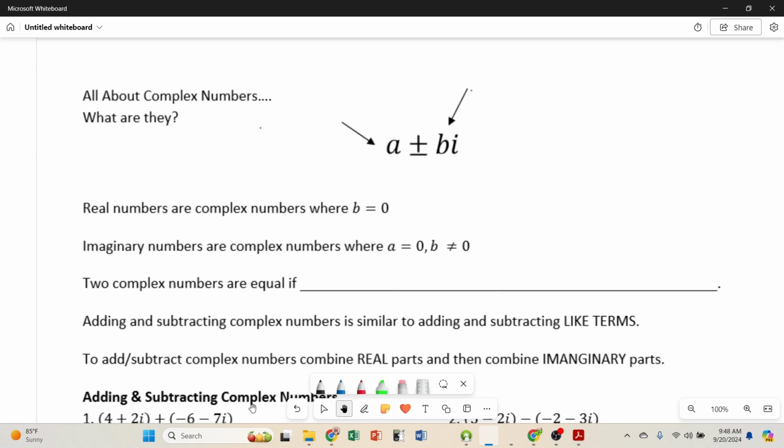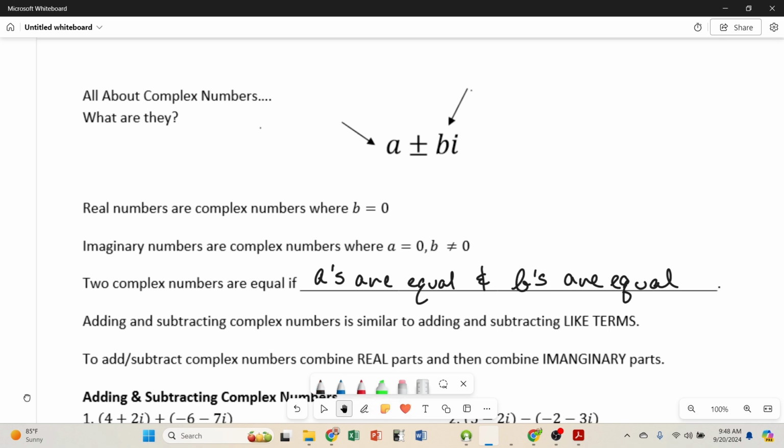So two complex numbers are equal if the a's are equal and the b's are equal, right? If you have the same a and b values. Adding and subtracting complex numbers is similar to adding and subtracting like terms. So to add and subtract complex numbers, combine the real parts and then combine the imaginary.